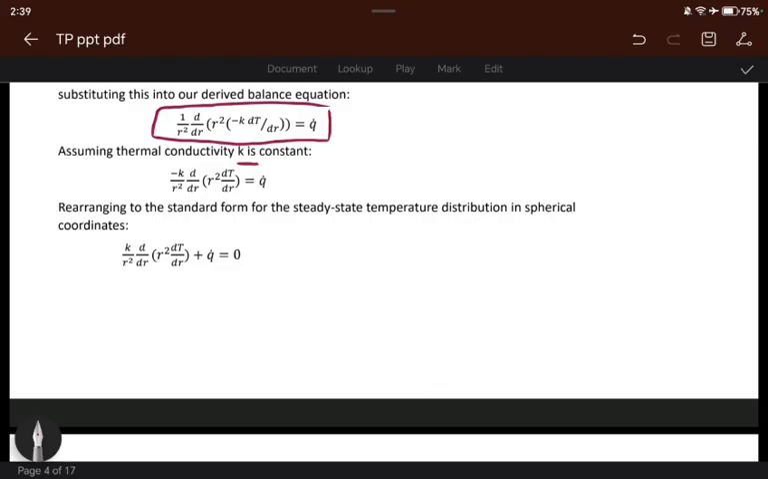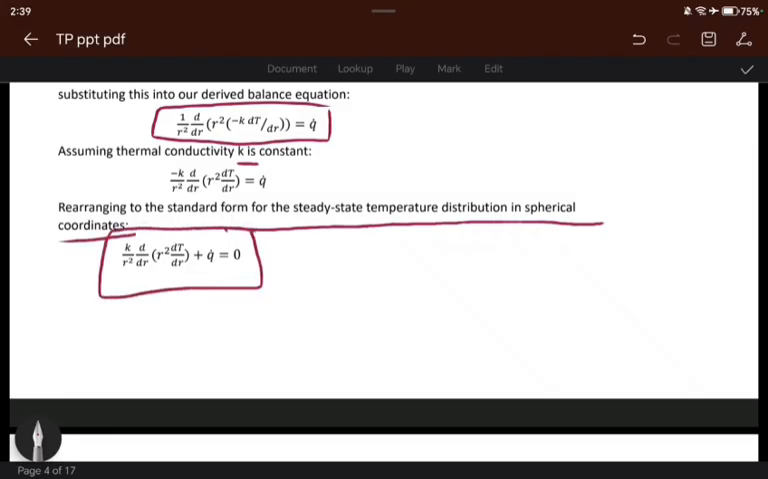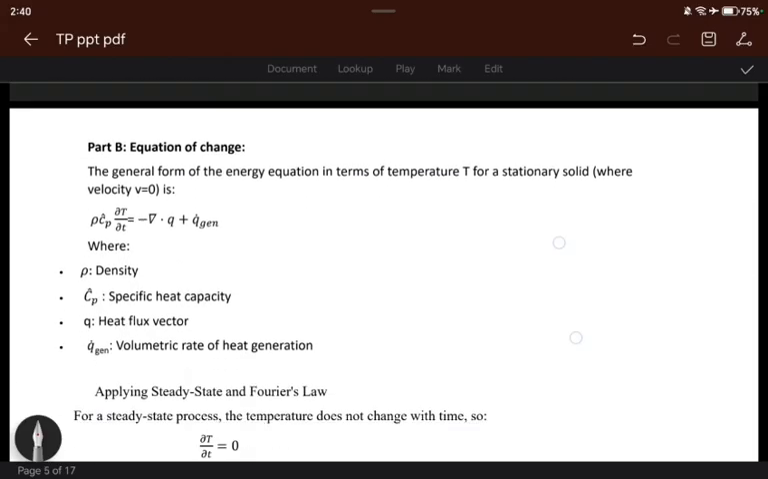Assume the thermal conductivity, that is k, is constant. So our equation will look like minus k by r square d by dr of r square dT by dr equals q naught. Now rearranging, the standard form for the steady state temperature distribution in spherical coordinates is k by r square d by dr of r square dT by dr plus q naught equals 0. This is our final answer for conduction in spherical coordinates with generation.